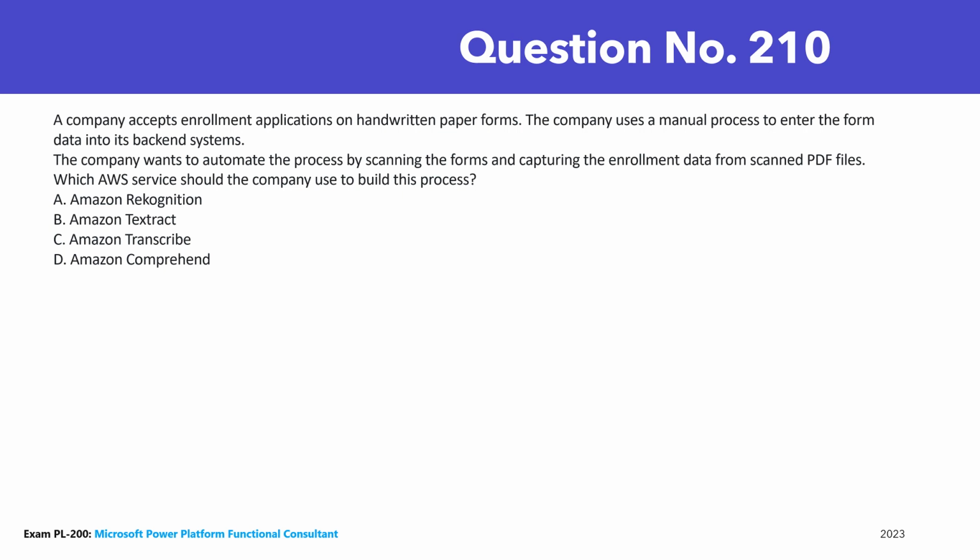A company accepts enrollment applications on handwritten paper forms. The company uses a manual process to enter the form data into its backend systems. The company wants to automate the process by scanning the forms and capturing the enrollment data from scanned PDF files. Which AWS service should the company use to build this process? A. Amazon Rekognition. B. Amazon Textract. C. Amazon Transcribe. D. Amazon Comprehend. Correct answer, B.